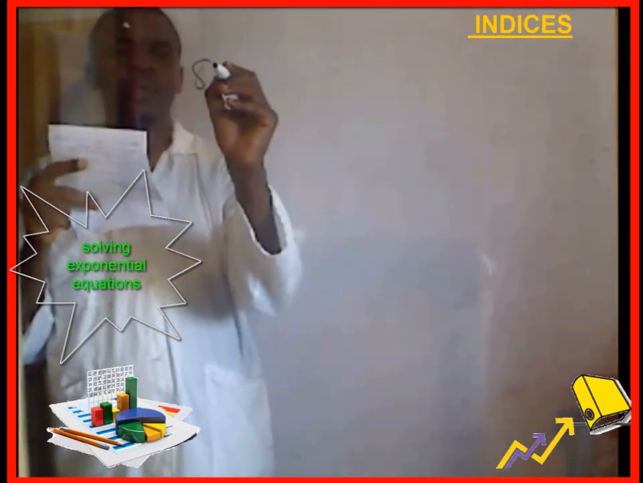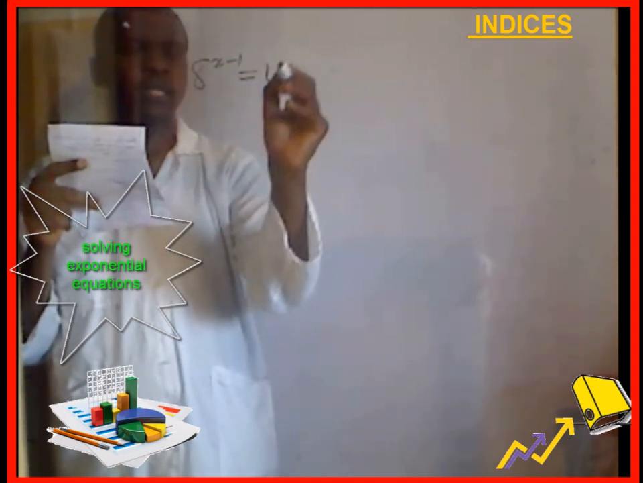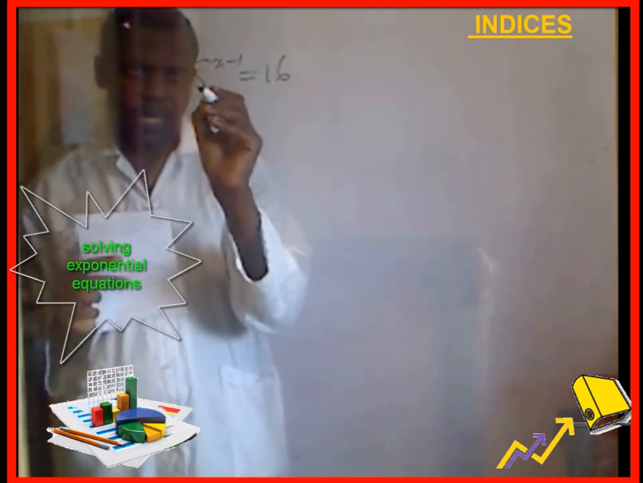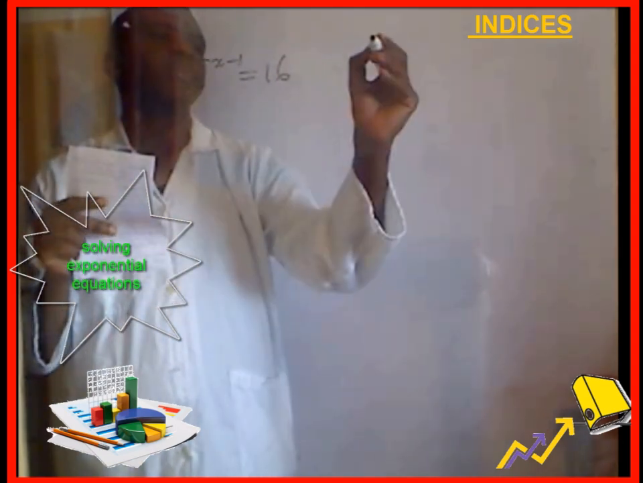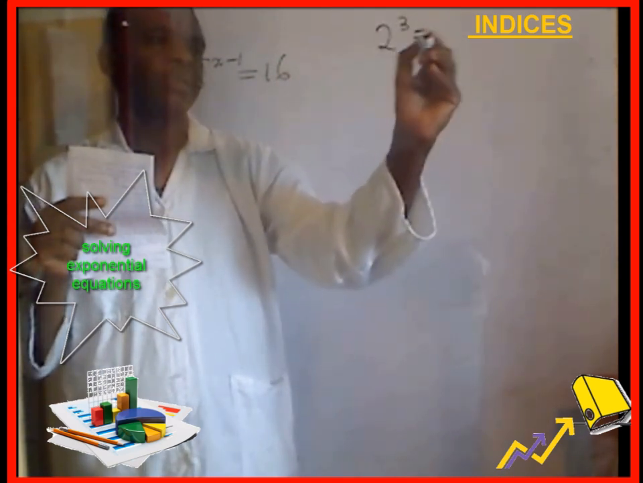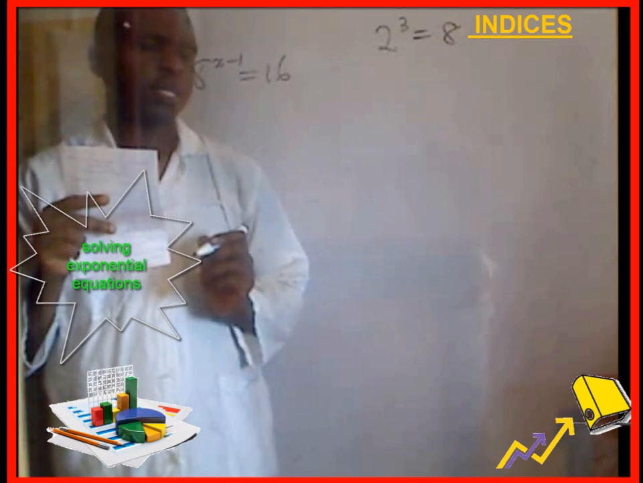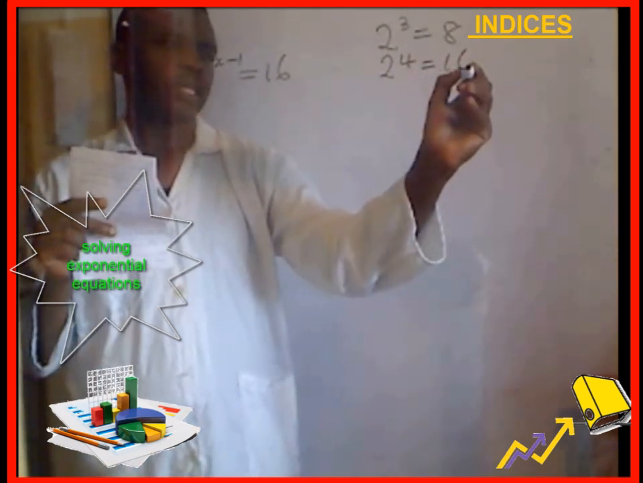Let's look at this one. 8 raised to the power x minus 1 is equal to 16. We can put 8 and 16 in the same base. What is 8 in base 2? 8 in base 2 is 2 to the third. What is 16 in base 2? 2 raised to the power 4 is equal to 16.